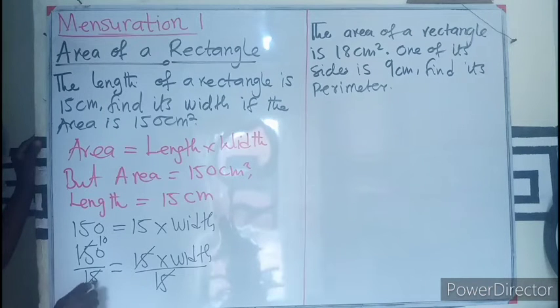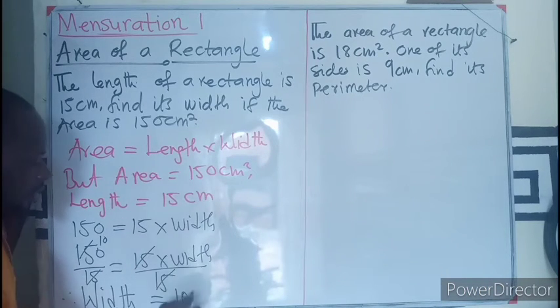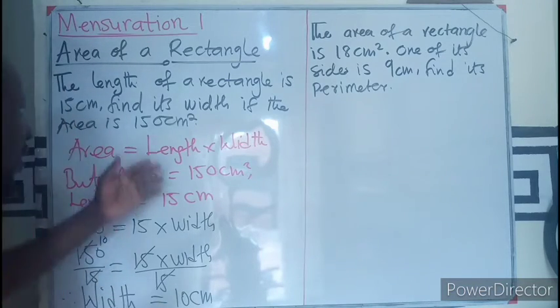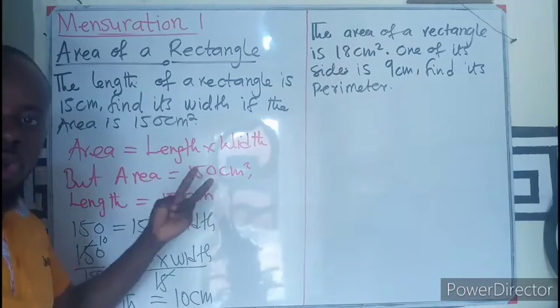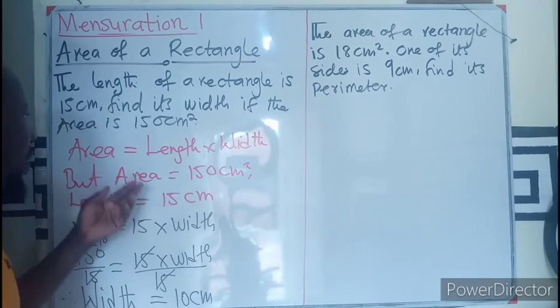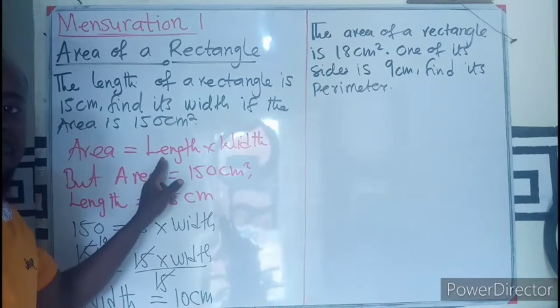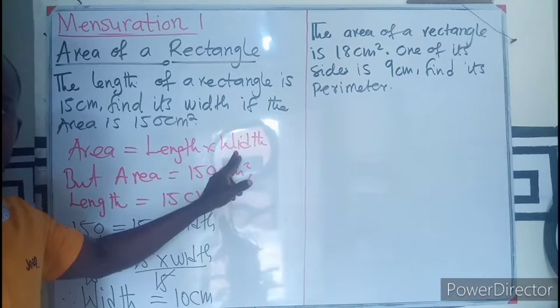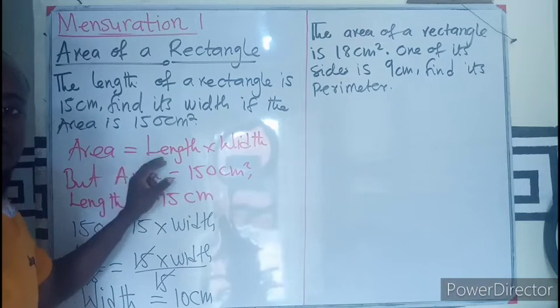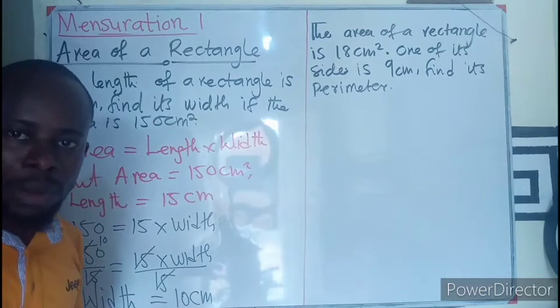So therefore, the width of this rectangle is going to be 10 centimeter. If we are to find the width, provided two of the quantities are given to you, you should be able to find the third one. So in this case, area and length are given to us. We can find the width easily. The same way, if the width and the area are given, finding the length will not be a problem.